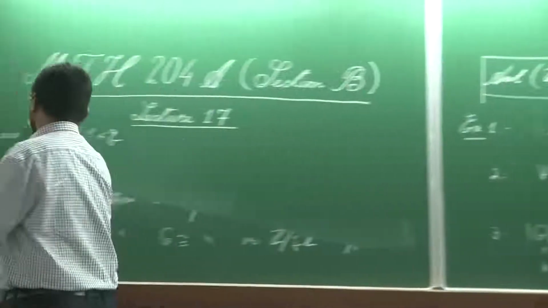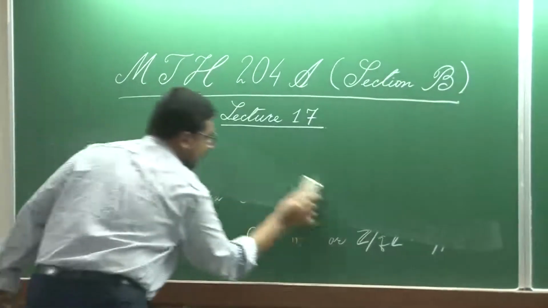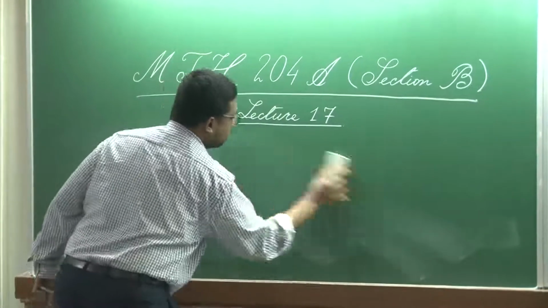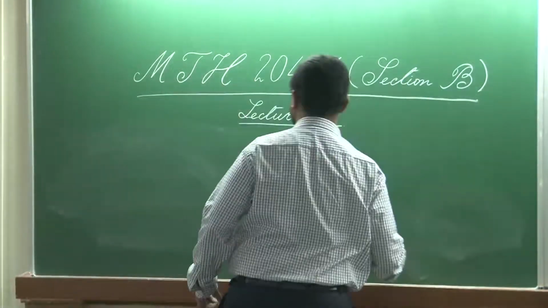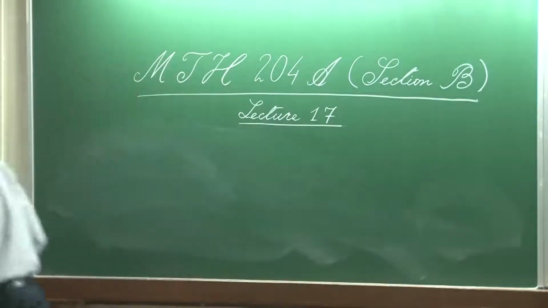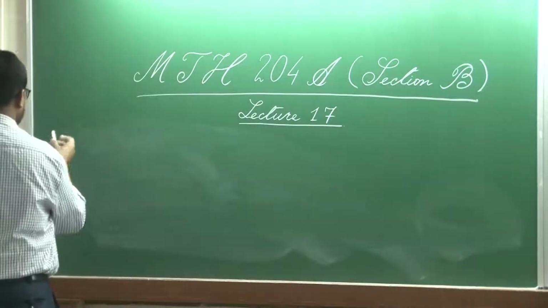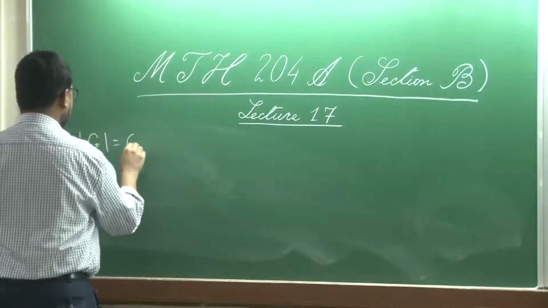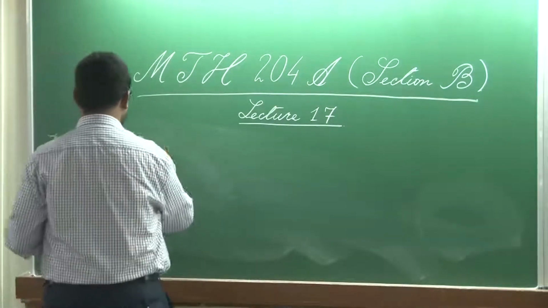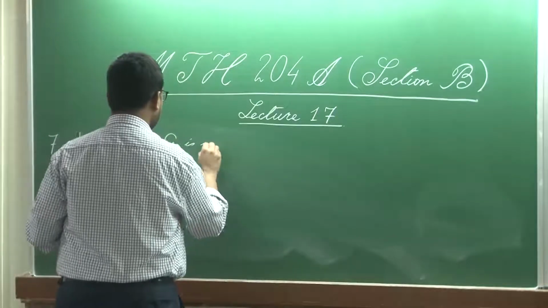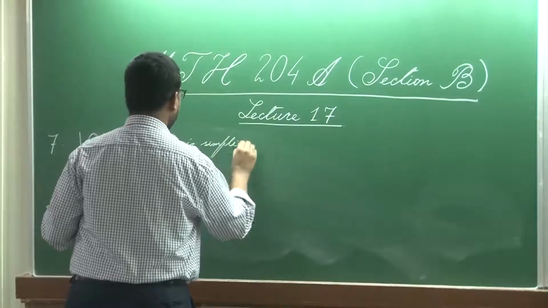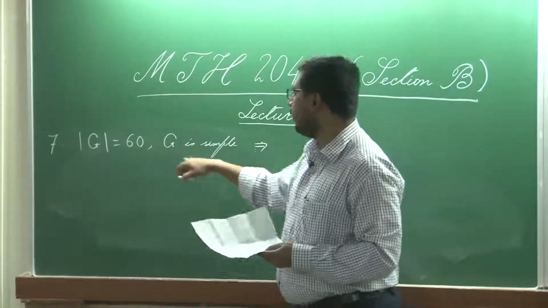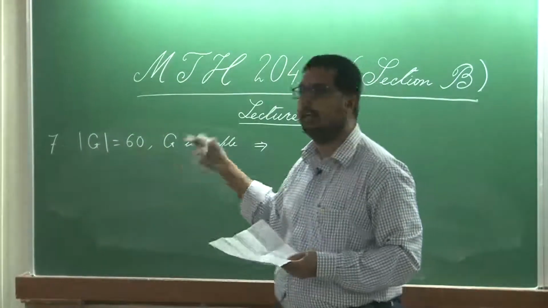So, last time we proved that if a group of order 60 has more than one Sylow 5 subgroup, then it has to be simple. Now what we are going to prove is that suppose G is a group of order 60 and G is simple. We remember such an example of a simple group of order 60: A5.